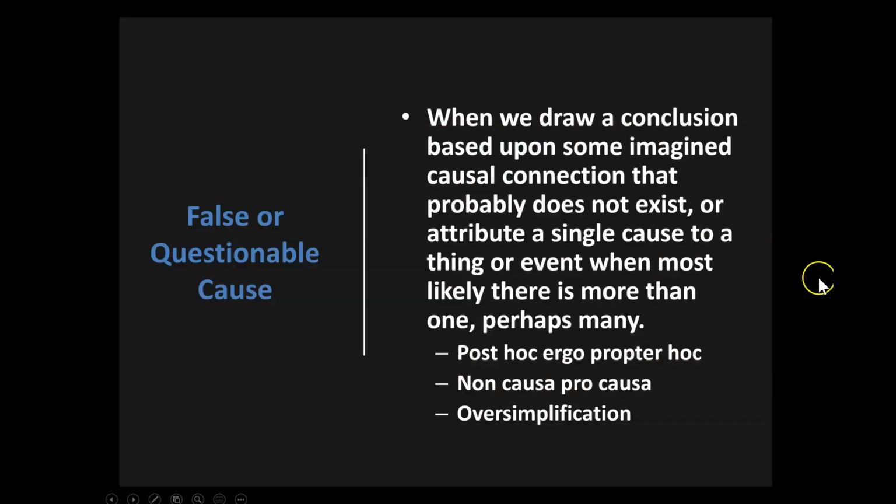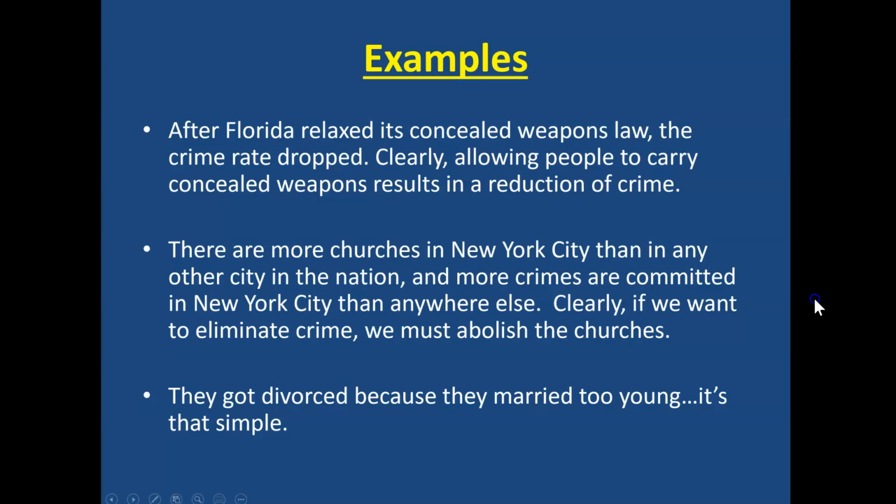False or questionable cause. That's when we draw a conclusion based upon some imagined causal connection that probably doesn't exist, or attribute a single cause to a thing or event when most likely there's more than one, and perhaps many. These are some different forms of false cause, right? Different flavors, but they're all false cause. Post hoc ergo propter hoc means after this, therefore because of this. Non causa pro causa means not the cause, for the cause. And oversimplification. Let's look at some examples.